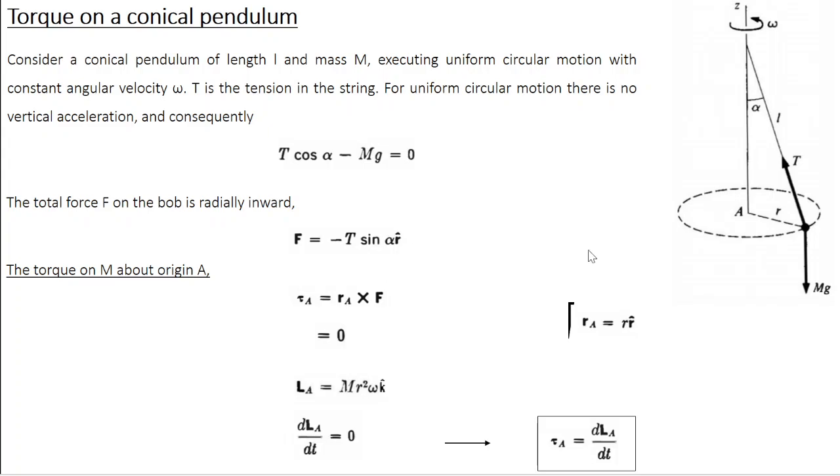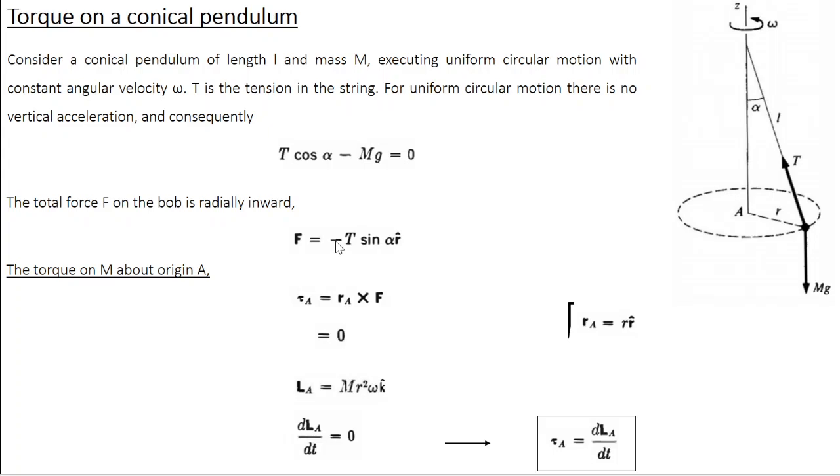So if you recollect, for any object executing a circular motion, the net force which is acting on it is nothing but the centripetal force. So this force is the one which provides the centripetal acceleration required for this circular motion. And as you know, centripetal force always acts in the inward direction.